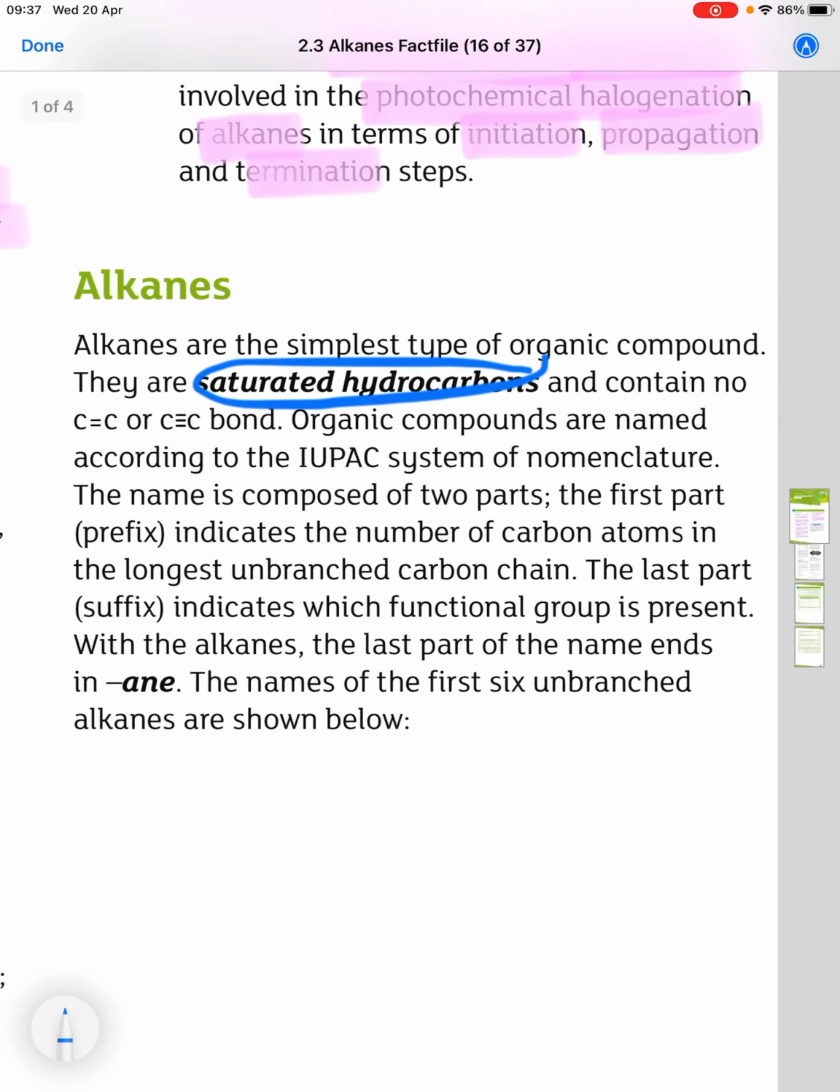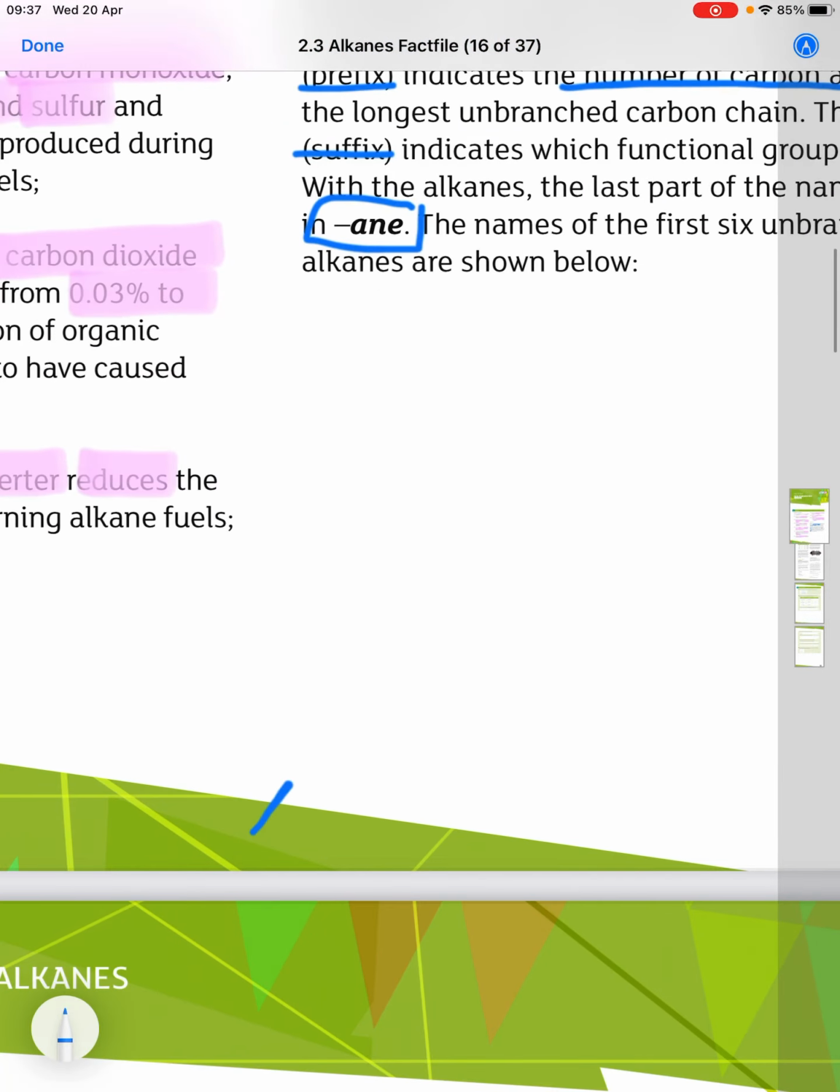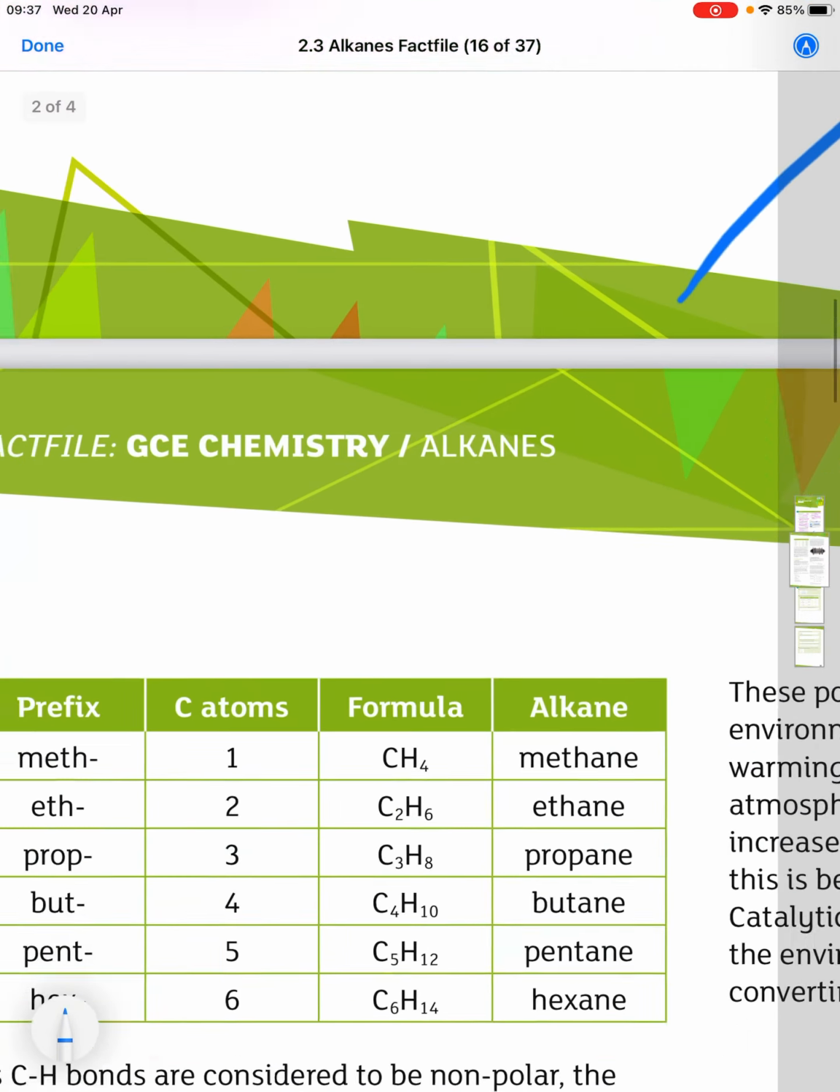So, alkanes are the simplest type of organic compound. They are saturated hydrocarbons and contain no carbon double bonds or triple bonds. We know that organic compounds are named according to the IUPAC system of nomenclature. The name is composed of two parts. The first part, or prefix, indicates the number of carbon atoms in the longest unbranched carbon chain. The last part, the suffix, indicates which functional group is present. So with alkanes, the last part of the name ends in ANE.